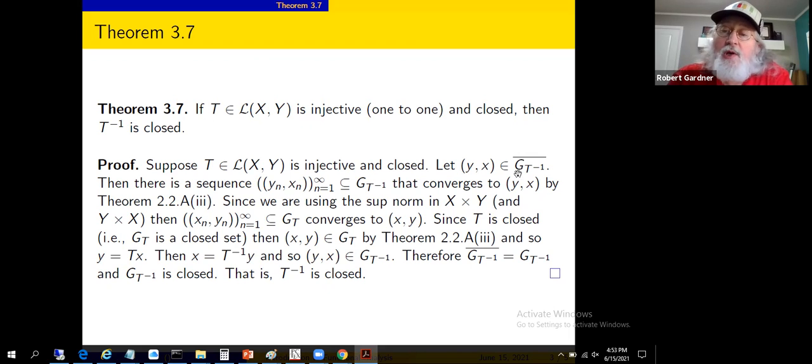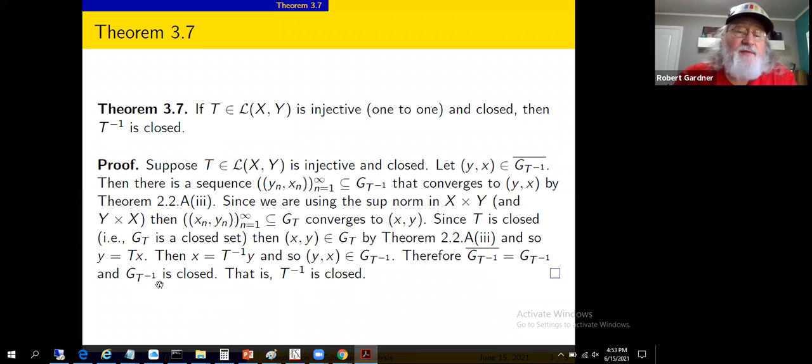In other words, the closure of G sub T inverse is a subset of G sub T inverse. Well, it works the other way around too; the closure certainly contains everything in the set by definition. So we can conclude that the closure of the graph of T inverse equals the graph of T inverse, as we've done in several proofs before, showing that this must be a closed set. So the graph of T inverse is a topologically closed set in the Cartesian product. And that means, by definition, that T inverse, the transformation itself, is a closed transformation.